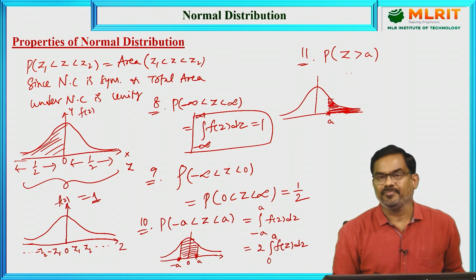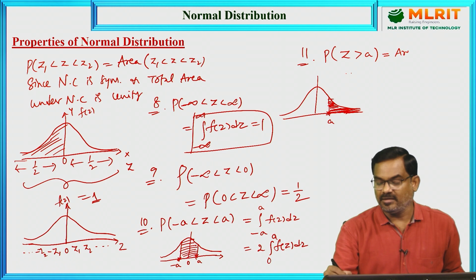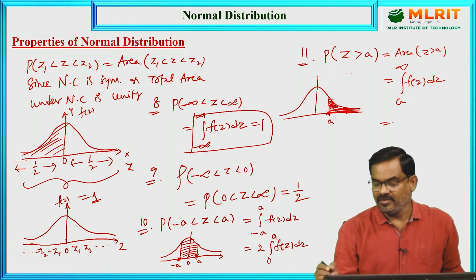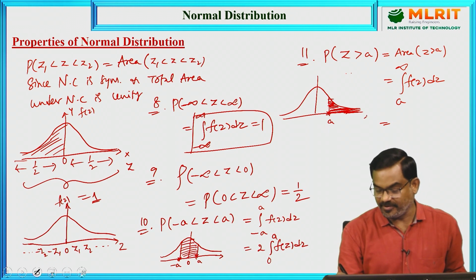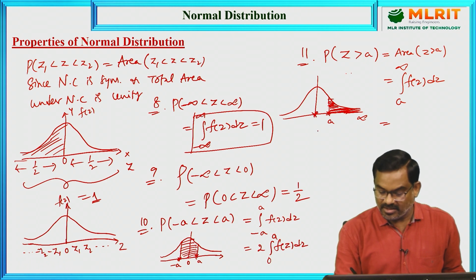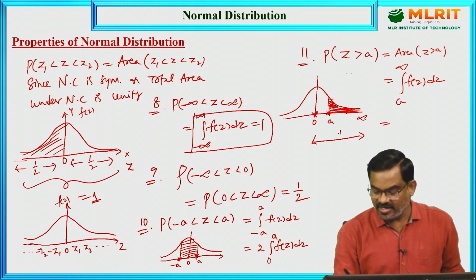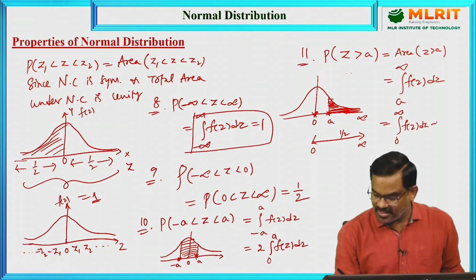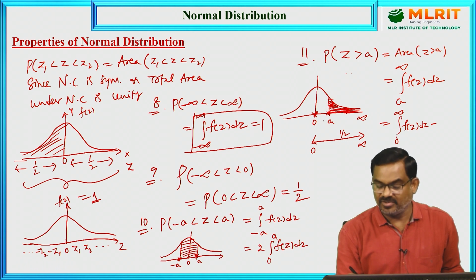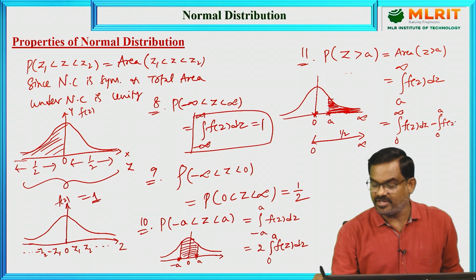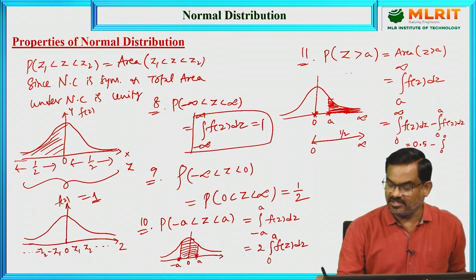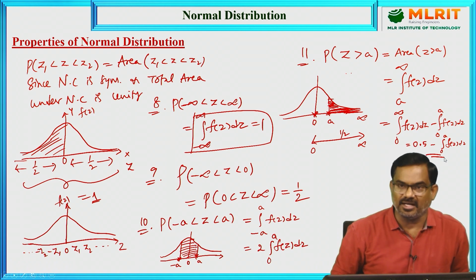So this is the required region. This is the same as finding the area that z greater than a, or integral from a to infinity f of z dz. We need to calculate the integral from a to infinity f of z dz. But we know that from 0 to infinity the area is equal to half. So 0 to infinity f of z dz minus, we can calculate this area from the table 0 to a, integral 0 to a f of z dz, and we know that this half positive portion is equal to 0.5. So 0.5 minus integral 0 to a f of z dz. So like this we can calculate the probabilities.